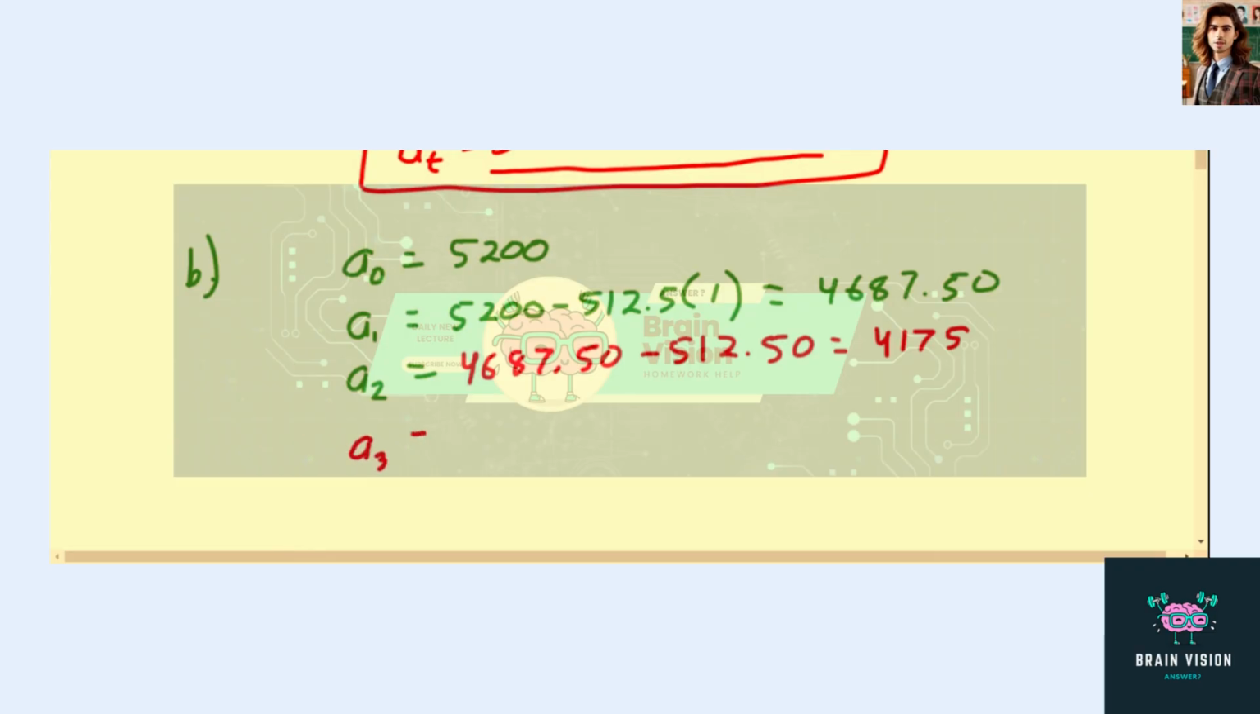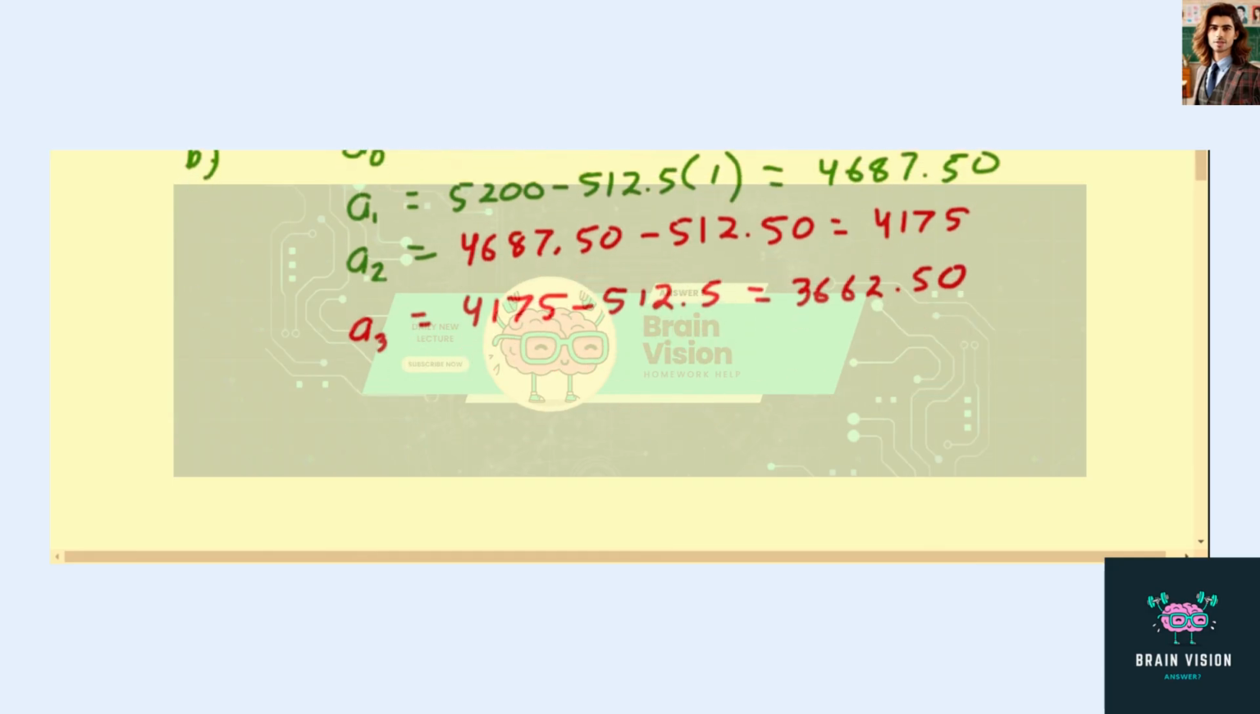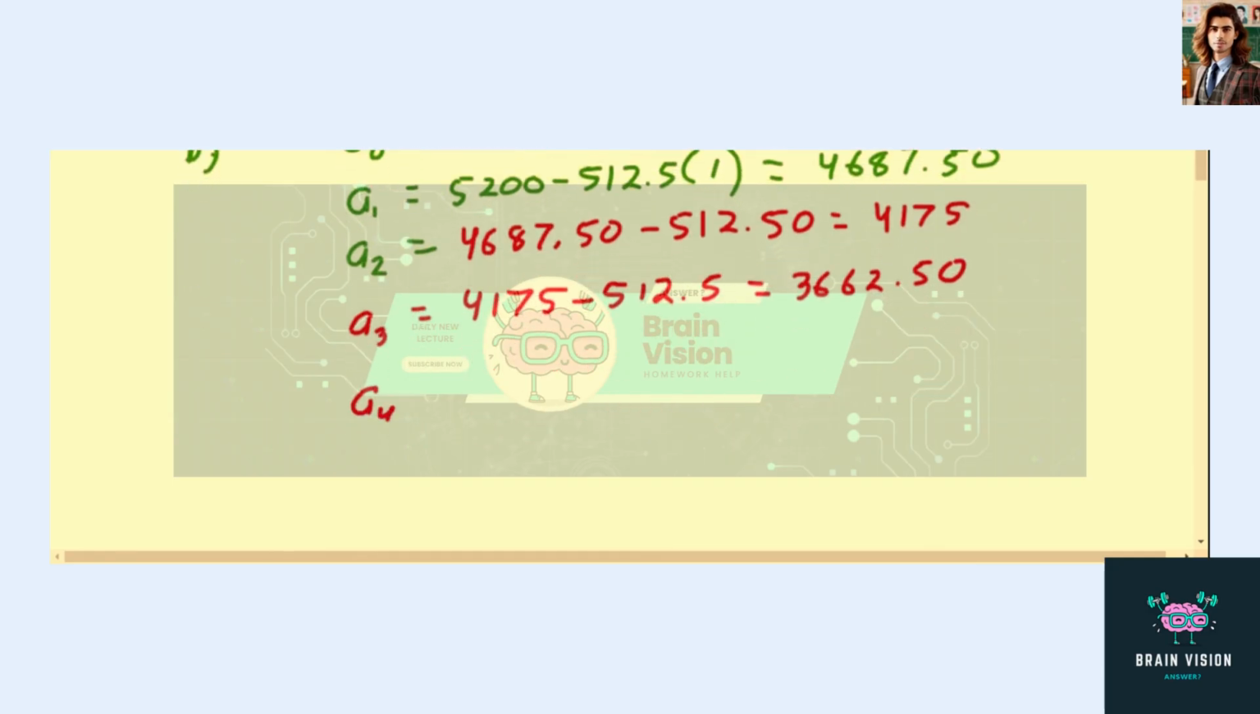So we could find the value after 3 years, the same process. So use the previous year, 4,175, minus 512.5. Well, that's going to end up giving us $3,662.50. All right, next we have to find A sub 4. Again, we can take the previous year, $3,662.50, and subtract 512.5 from it. And when we do that, we'll end up with 3,150.